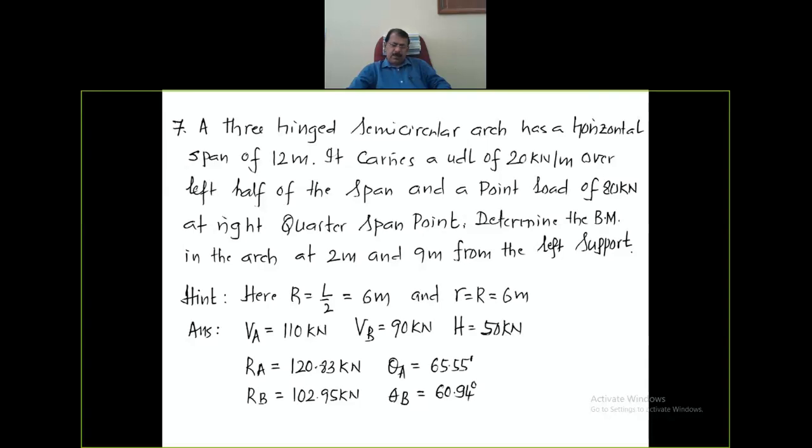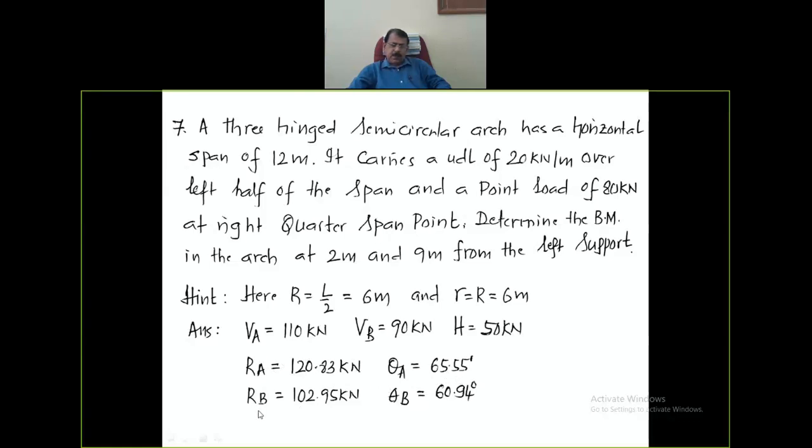Answer is given for this problem. They are: the vertical component at A is 110 kilonewton, the vertical component at B is 90 kilonewton, the horizontal thrust in this case works out to be H is equal to 50 kilonewton. Well, after calculating vertical components at A and B and horizontal thrust for the arch, compute the resultant thrust developed at the support points of the arch, that is denoted by RA. RA is equal to 120.83 kilonewton. Once you have calculated RA, compute theta A. Theta A is equal to 65.55 degree.